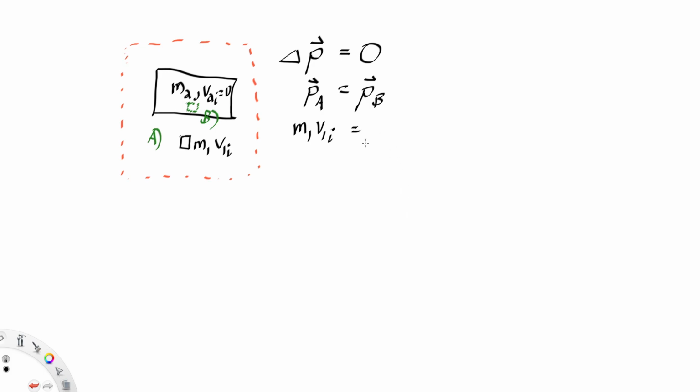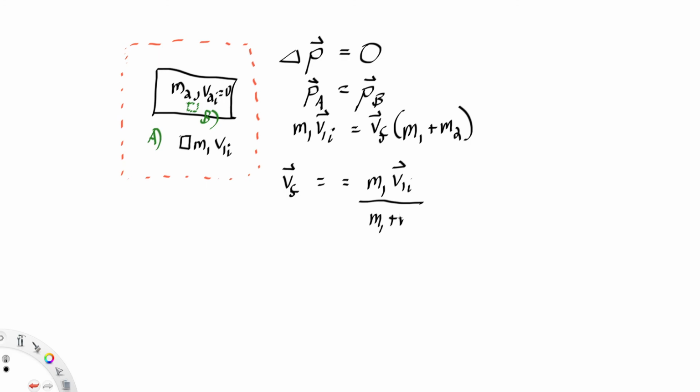At time B, both the block and the bullet are moving, and they have the same velocity. So we'll say they have some final velocity and their total mass. So that just means that the final velocity, and by final we mean velocity directly after the collision, is going to be equal to m1 v1 divided by the sum of the masses.